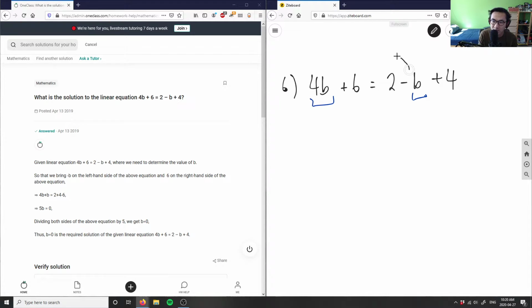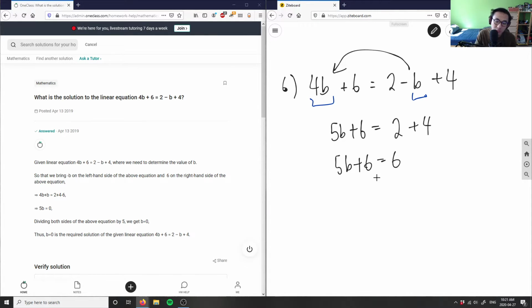I'm going to move minus b to the left side. Minus b becomes positive b, which means I have 5b here. So 4b plus b obviously equals 5b. And then I have plus 6 here. This is 2 plus 4, right? So I have 5b plus 6 equals 2 plus 4, which is 6 as well.